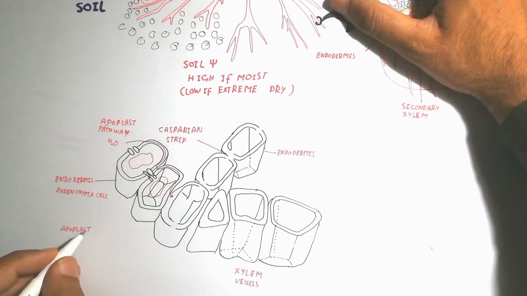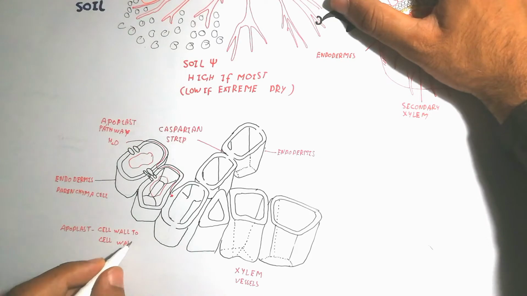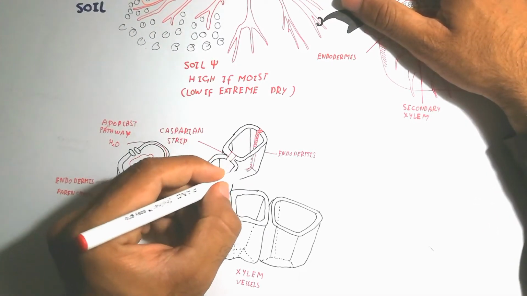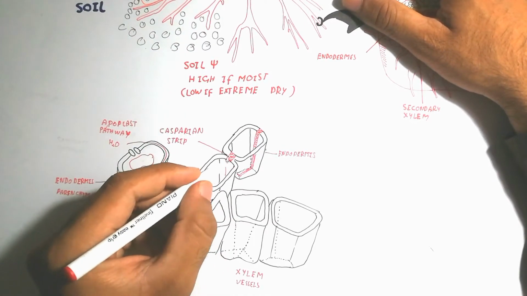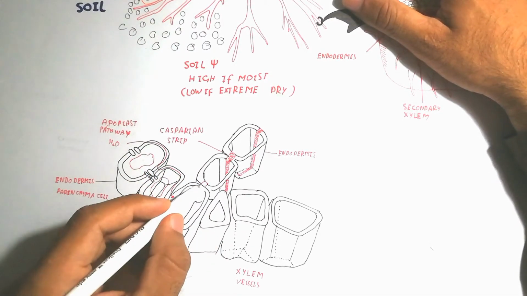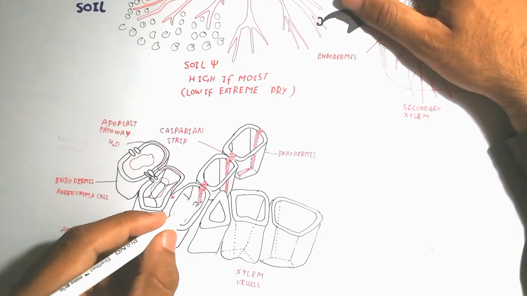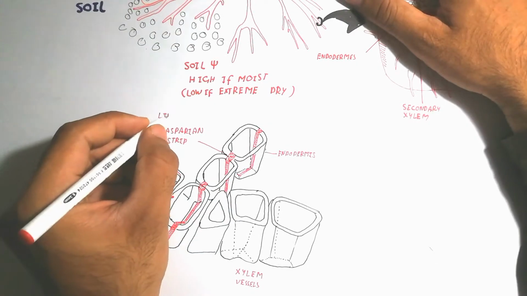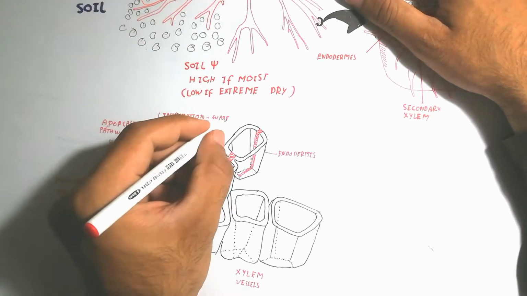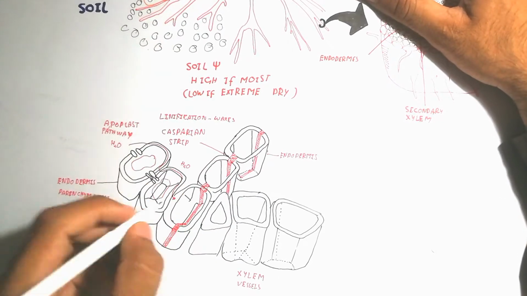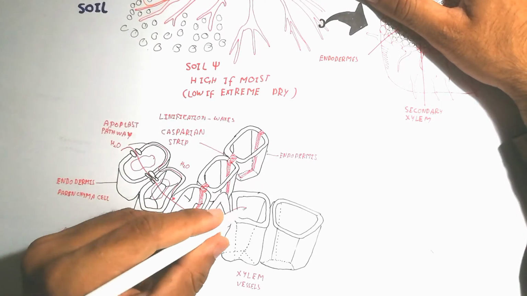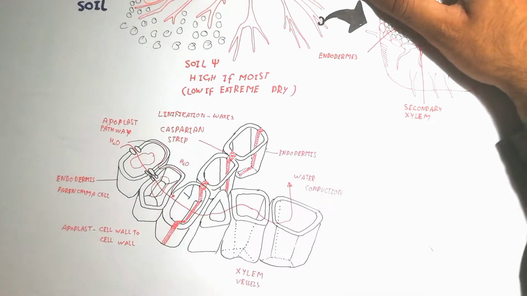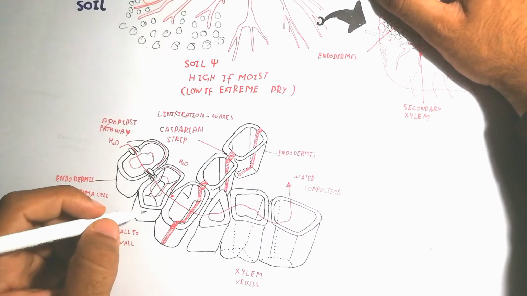The apoplast pathway is the cell wall to cell wall movement of water. The cell wall to cell wall movement of water is restricted by the Casparian strip which is present in the endodermis. This endodermis is used for the restriction of the water. The red color shows that the cell wall is lignified, and waxes are present, which cause hydrophobic interaction, and so the apoplast pathway will change into the symplast pathway.